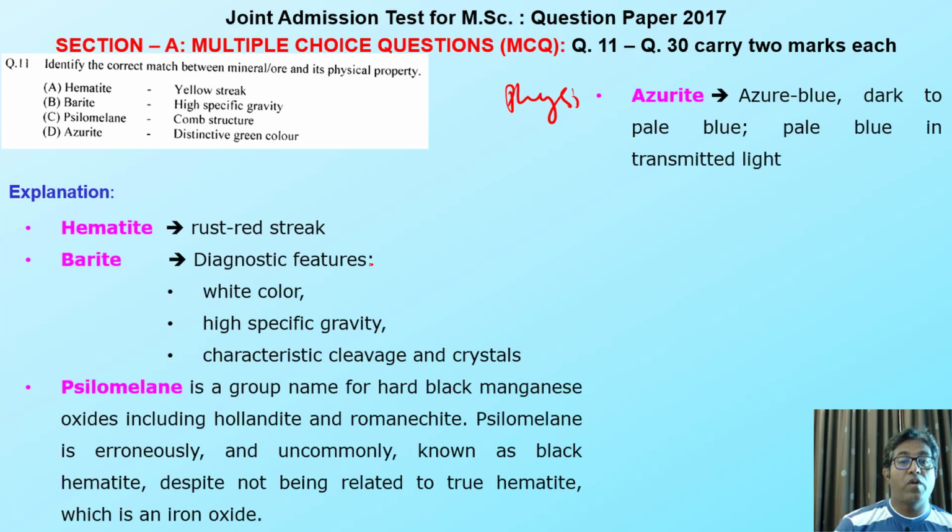If you have read this book, hematite has a red rust streak, meaning when you scratch hematite on a streak plate, you will find a very rusted red streak. So that is a characteristic feature of hematite. What is the characteristic feature for barite? It is its high specific gravity. What is related to psilomelane? Psilomelane is something like a false or uncommon black hematite, despite not being related to true hematite. It is nowhere related to the comb structure. So the first option is not right; it should be the red rusted streak.